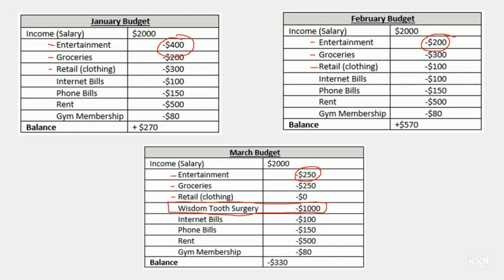And as always, what we're seeing at the end of each budget, he's getting a balance. So in January, he's, I guess you could say, saved an additional $270. In February, $570. And in March, he's actually spent more than he's earned.